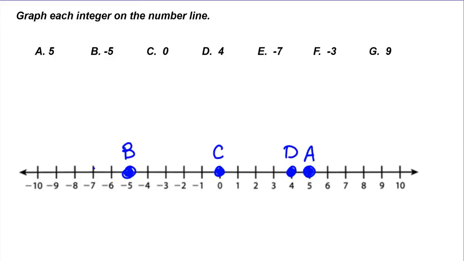E is at -7, which is right here. F is at -3, which is right here. And G is at 9, which is right there. So pretty easy to find integers on the number line and label them and graph them and so on.